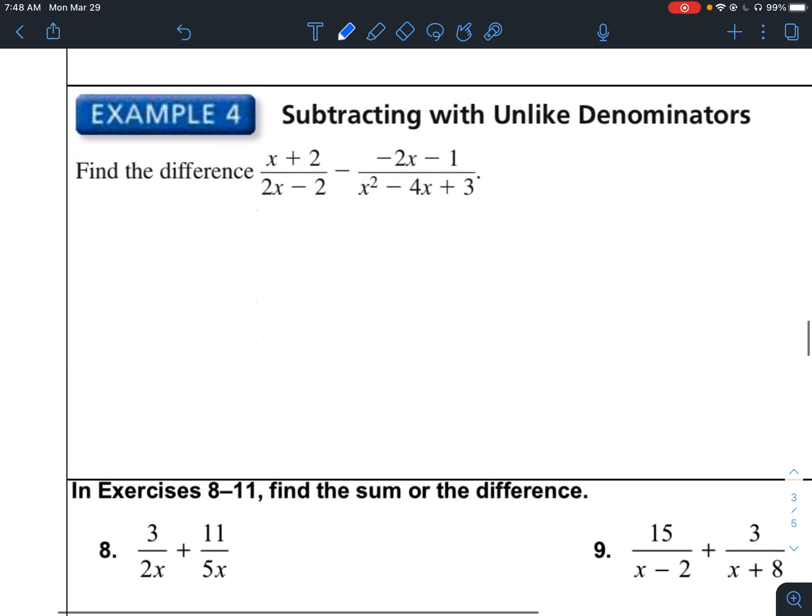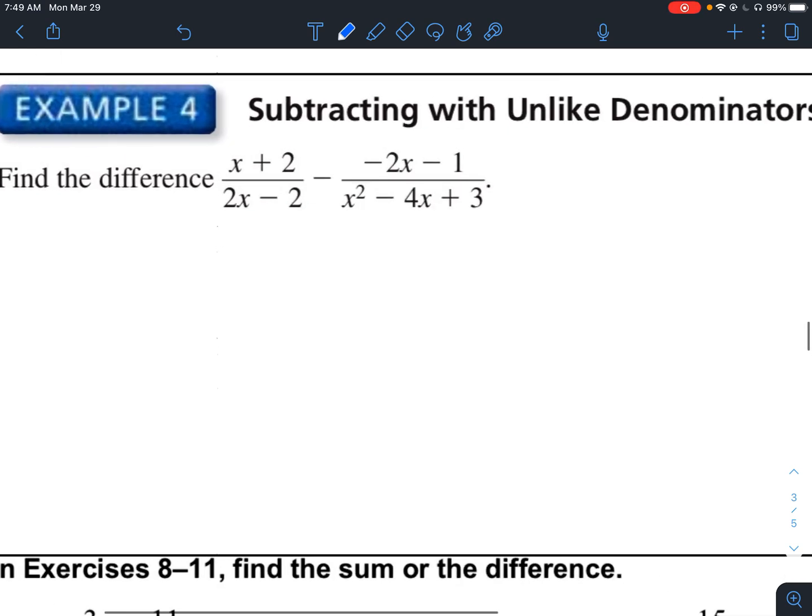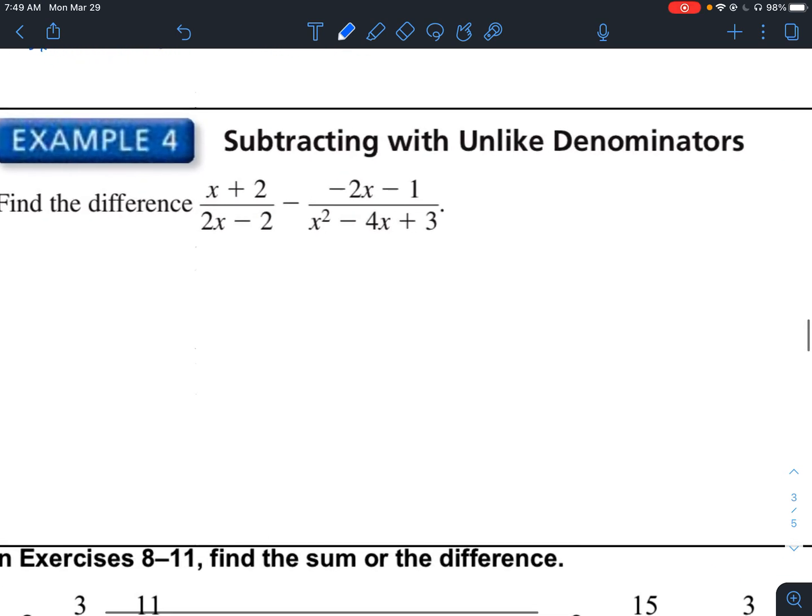But in any case, let's go to subtracting, and again, I'm going to show you through the method of finding the least common multiple in the denominator. So find the difference, which means we're subtracting here. So I'm going to factor my denominator. So I have x plus 2 over here divided by, and I can factor out a 2, and I get x minus 1.